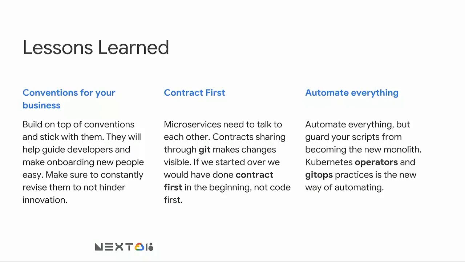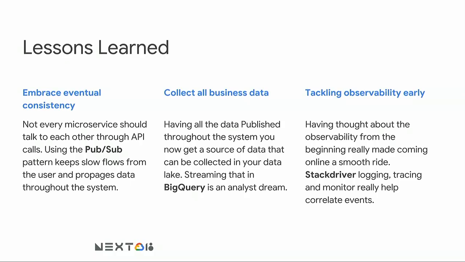So lessons learned: make sure to have conventions, contracts, and automation in place. That will help you accelerate your developers. If you don't have those things, you could be up for some chaos. And embrace eventual consistency through PubSub, where you publish every entity in there and listen there in your data lake and put it in BigQuery. And make your system observable, certainly with the nice tools announced yesterday. This will be great. So that's it for me.